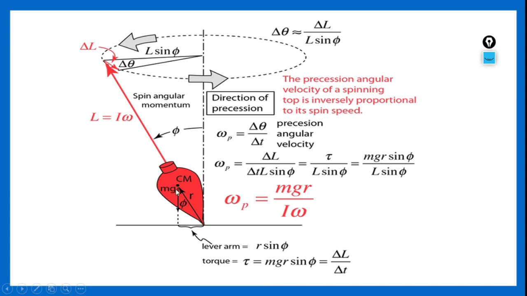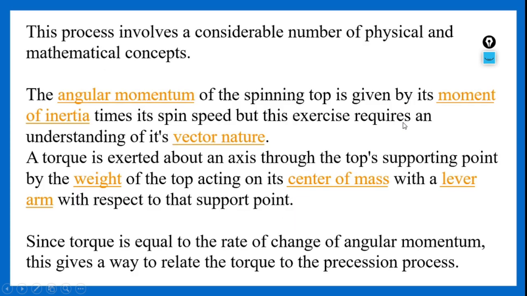If you observe, the center of mass of the top is here. So the weight is acting vertically downwards here. The angular momentum L, equal to I omega, is in this direction. And the angle made by this arc is delta theta after time delta t, and delta L is the change in angular momentum from this point to this point. So delta theta is nearly equal to delta L by L sin phi. This is how we define the precession of a symmetric top.